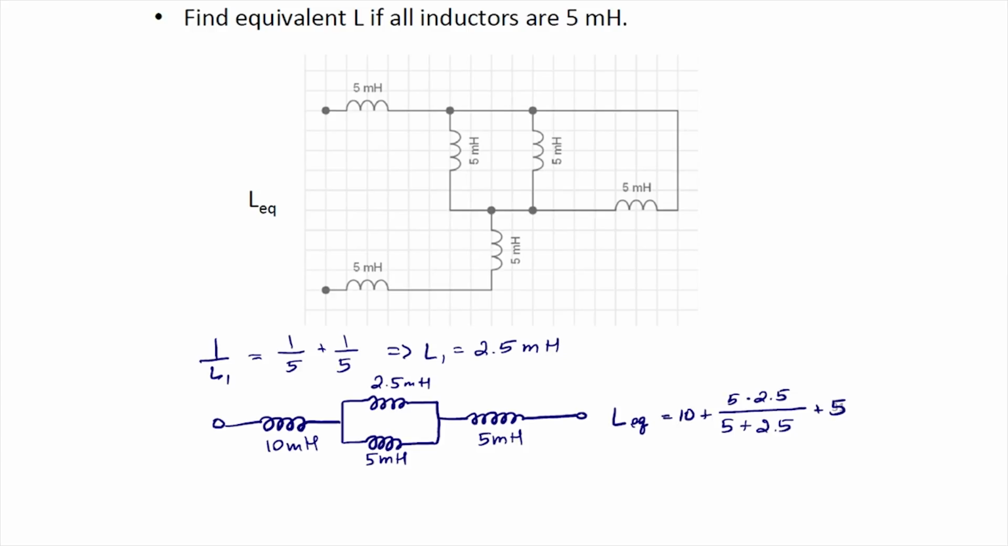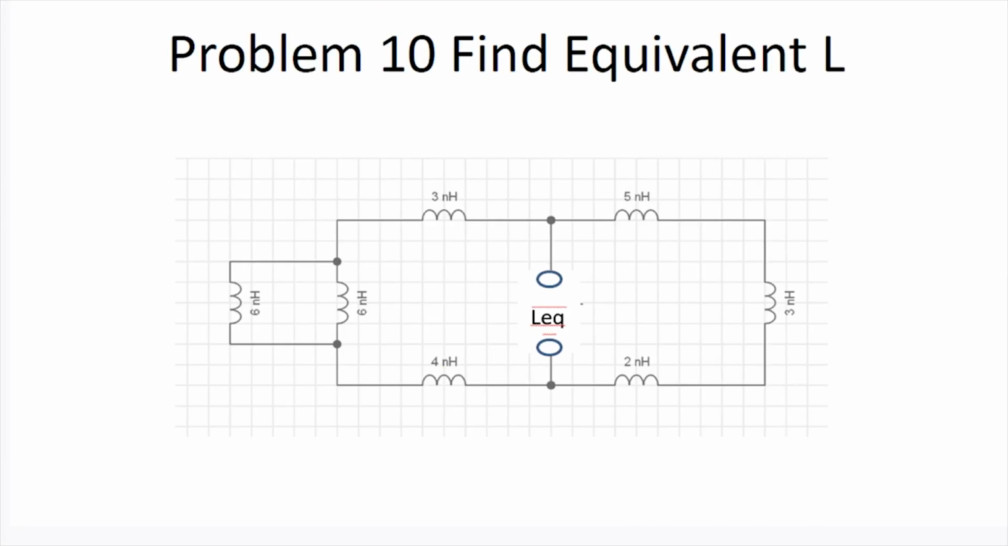All right, so then what I'm going to get is LEQ is equal to 10 plus 5 times 2.5 over 5 plus 2.5. If you'll recall, when I just have two resistors, it's similar to what happens if you just have two inductors, so you can multiply the two values and then divide by the sum. That's what I'm representing here. And that's going to give me 16.67 millihenries. So LEQ, the net value of the network, is here. That's a pretty straightforward network for us to work through.